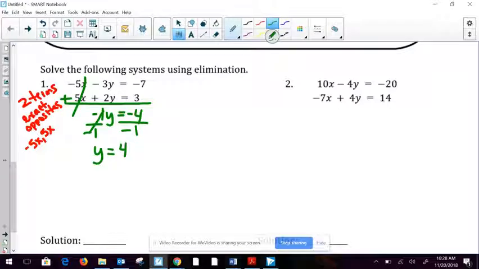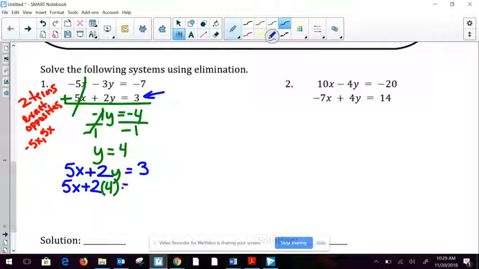So that's great. I found out what y is, but I still need to go back and figure out the value for x. It doesn't matter which equation you choose. I typically choose an equation that has small numbers or that are positive to go back and substitute this number in for y to figure out what x is. So for me, I'm going to look at the second equation because all those numbers are positive. So I'm going to take the equation 5x plus 2y is equal to 3. And I'm going to rewrite it substituting that 4 in for y. So it's 5x plus 2 times 4, because that's what y is equal to.